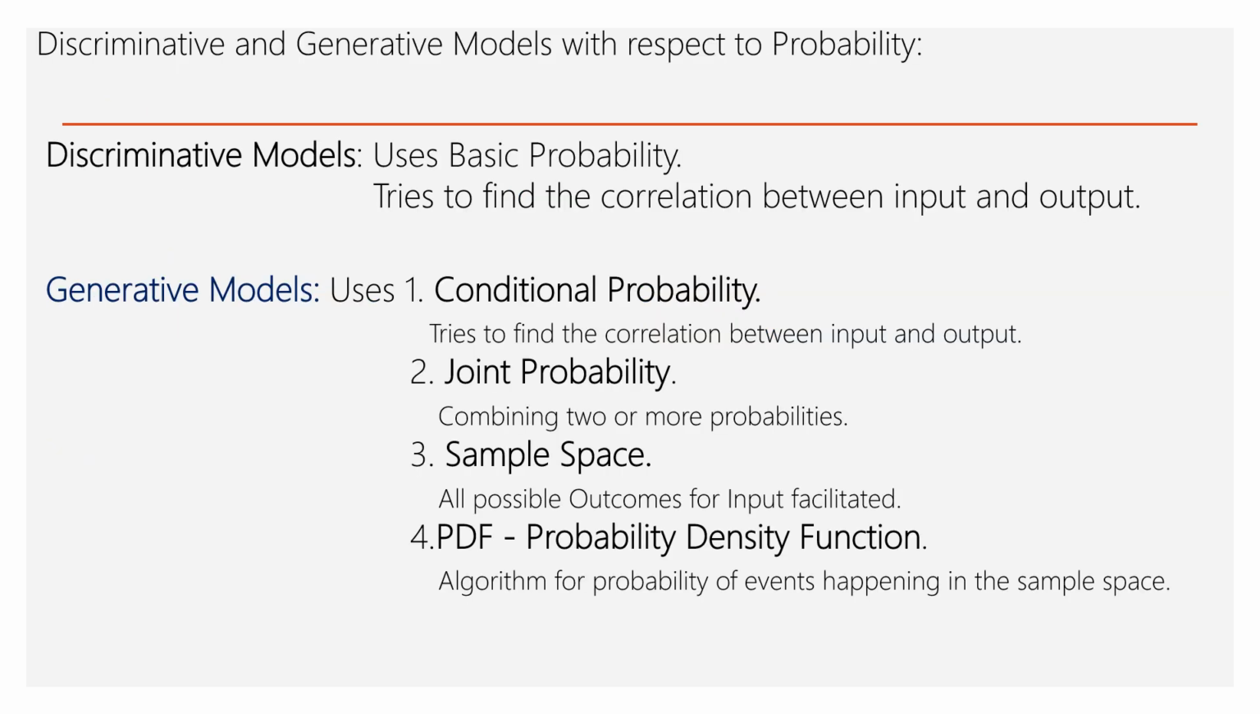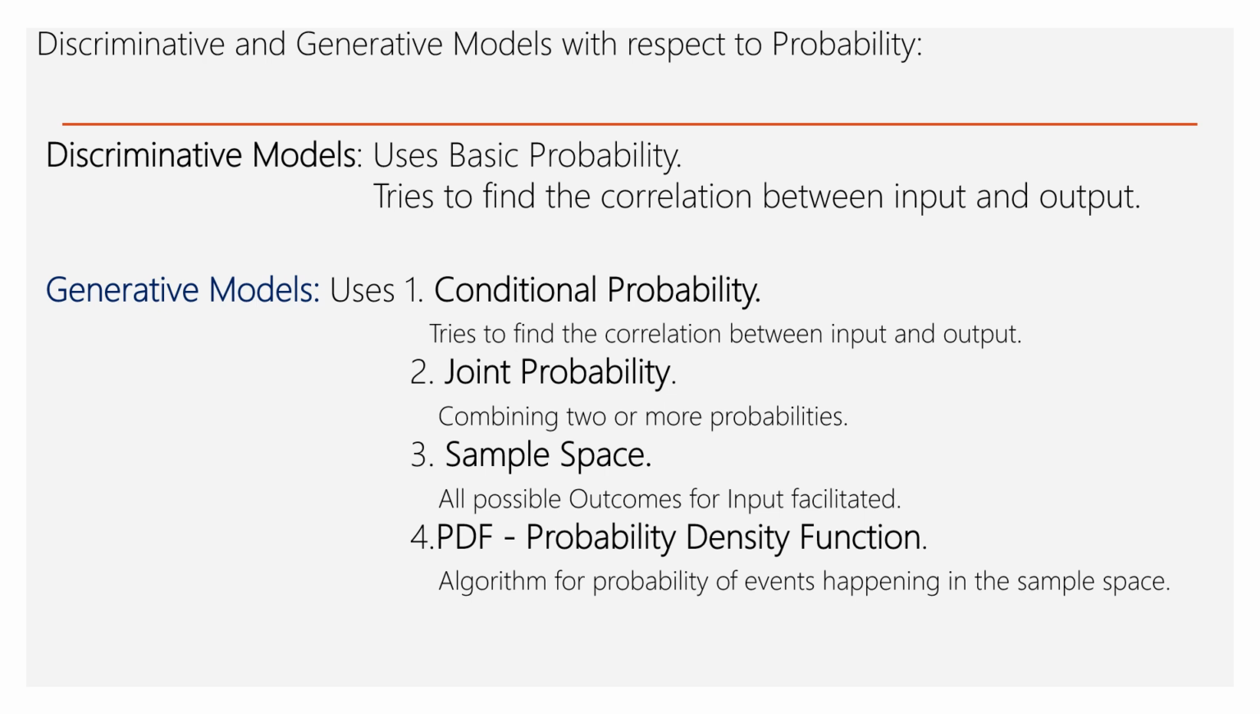So the discriminative and generative models with respect to probability, first let's just understand what the discriminative model uses. They use basic probability. When I say basic probability, we are trying to understand the relation between the input and output. The correlation between output and input is what we basically find using basic probability. Why? Because we are trying to predict with respect to input.